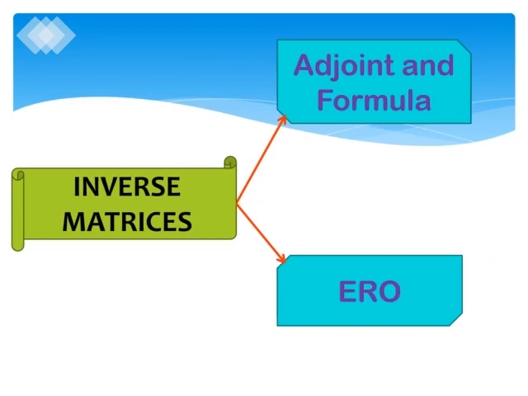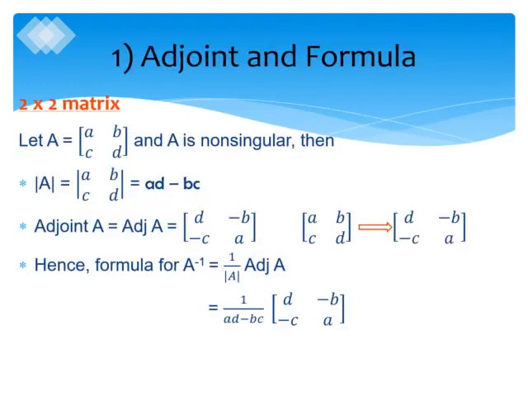Inverse matrices, you have two methods to find it. First, the adjoint and using the formula. Second one is ERO, so remember back ERO. Okay, we go for the first method, adjoint and formula.